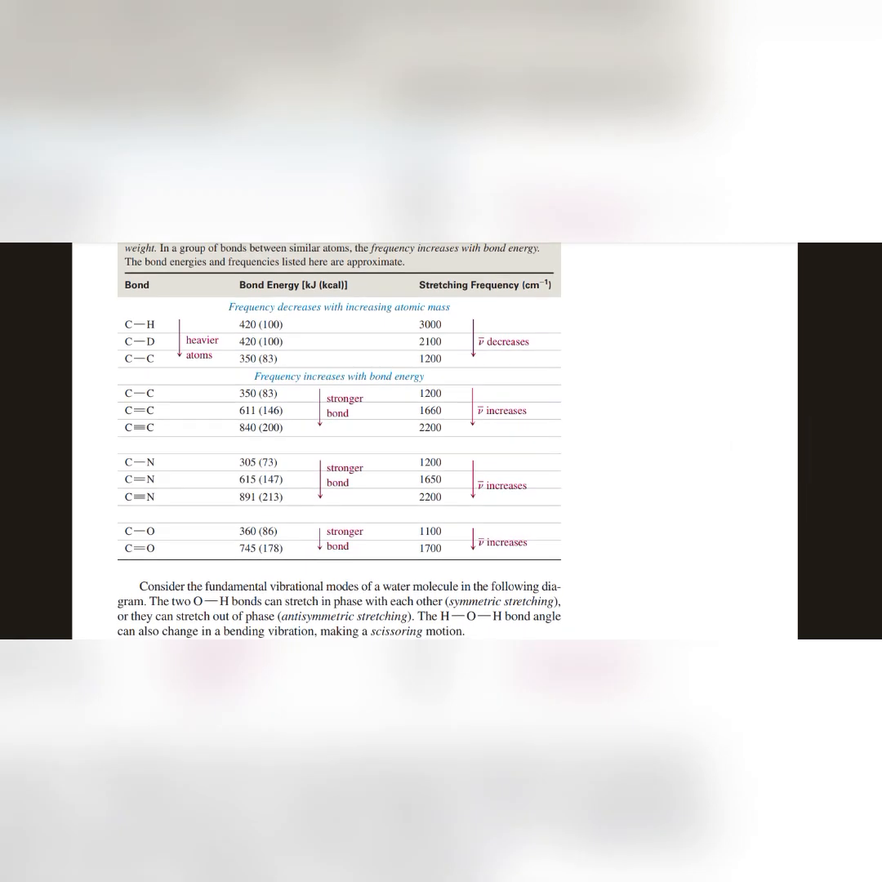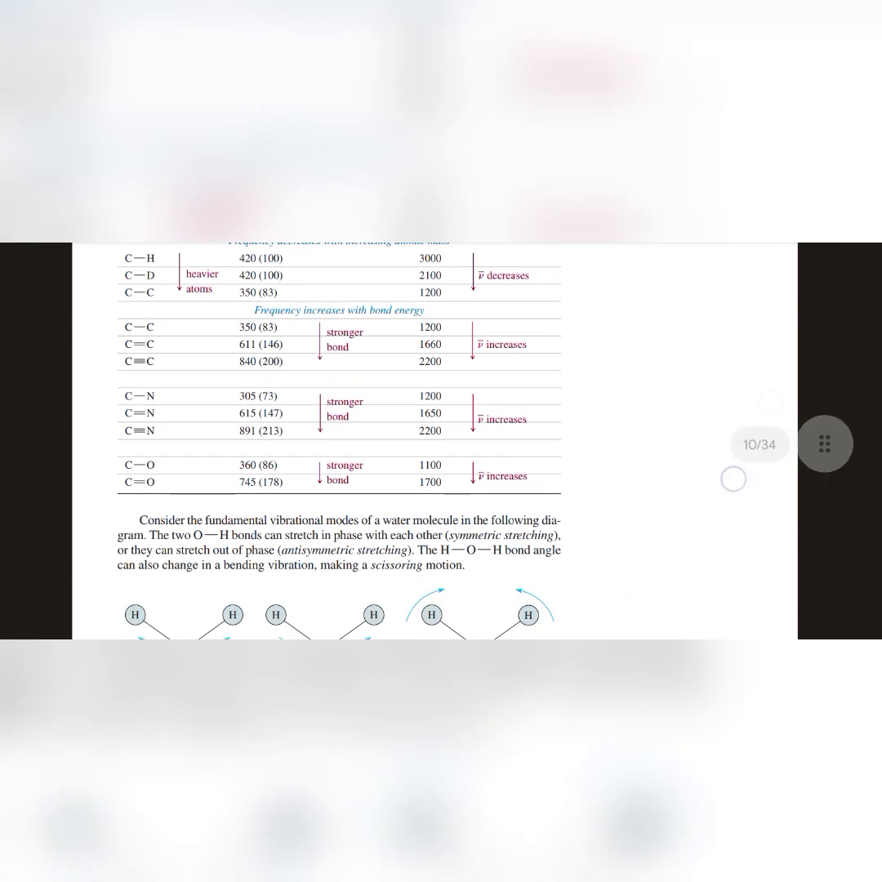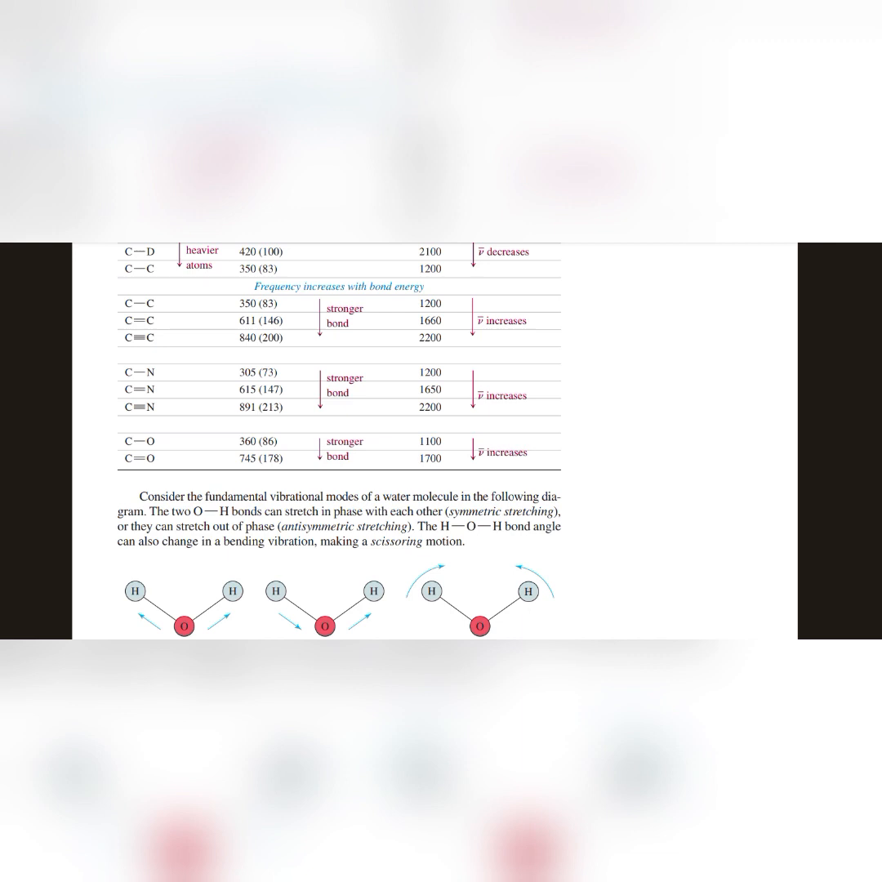Carbon-hydrogen: bond energy 420, bond stretching frequency 3000. Carbon-deuterium: 420, 2100. Carbon-carbon single bond: 350, 1200. Now the frequency with bond energy. Carbon-carbon double bond: 611, 1660. Carbon-carbon triple bond: 840, 2200.